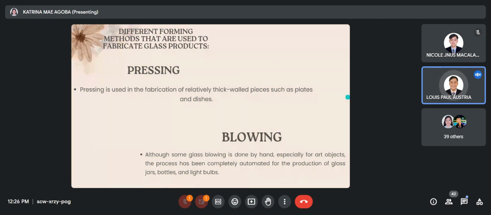Although some glass blowing is done by hand, especially for art objects, the process has been completely automated for the production of glass jars, bottles, and light bulbs.